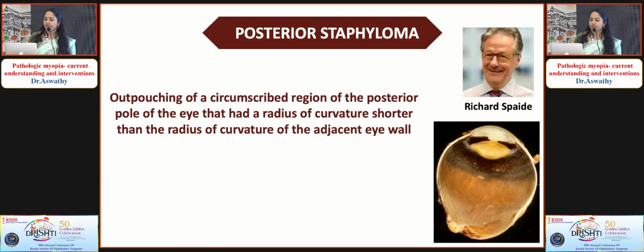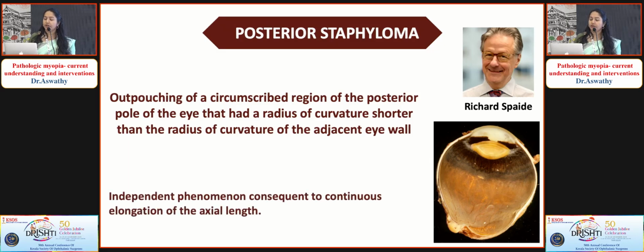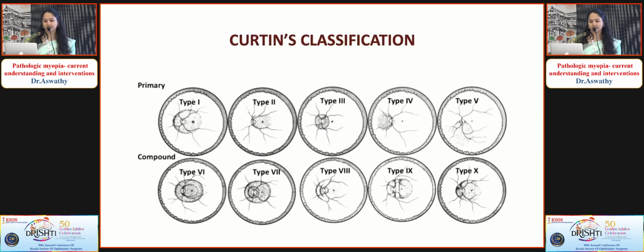Posterior staphyloma, as described by Richard Spaide, is an outpouching of a circumscribed region of the posterior pole of the eye that has a radius of curvature shorter than the radius of curvature of the adjacent eye wall. Now it is independent of the axial length. Actually, it can occur even in people with normal axial length.